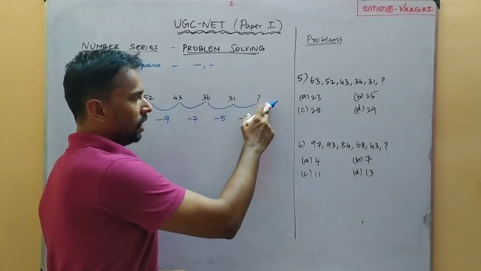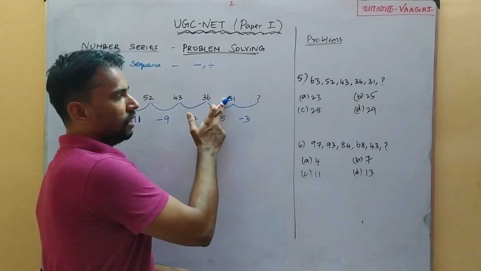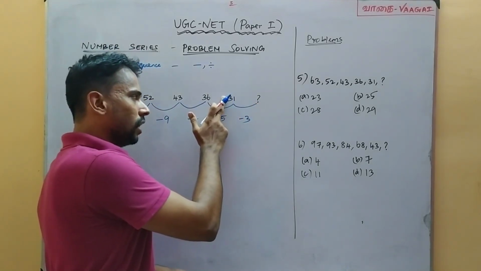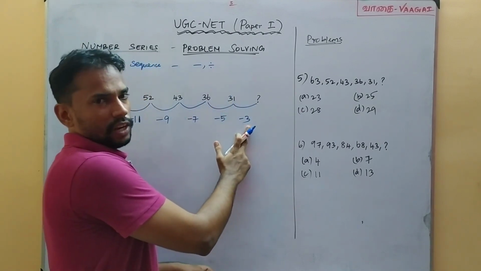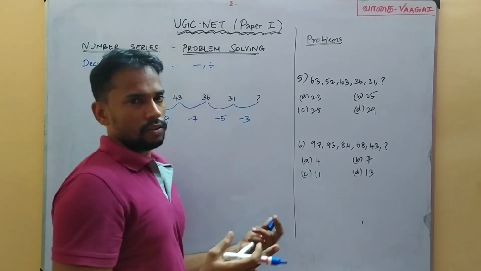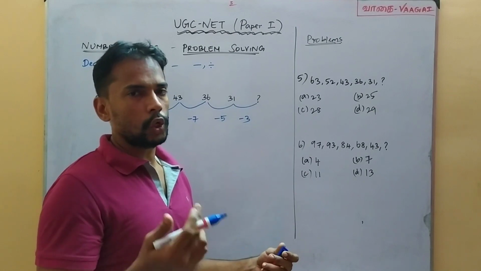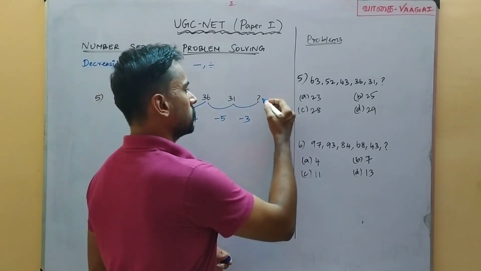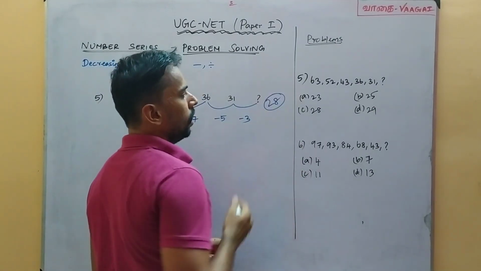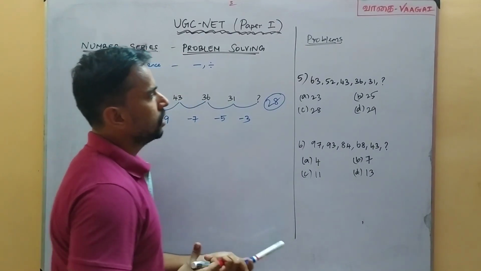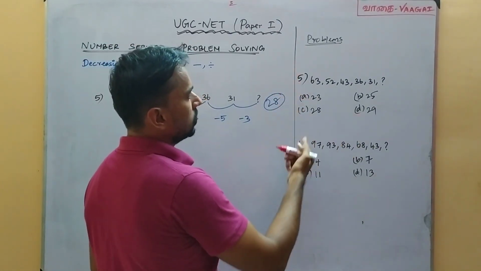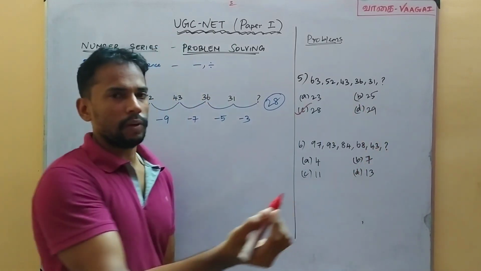So to find our missing number, what do we need to do? Finally we are left with 31. This 31 minus 3 we need to do. Subtract 3 from 31, we will get 28. So our answer would be 28. And for question number 5, the correct answer is option C, which matches 28.